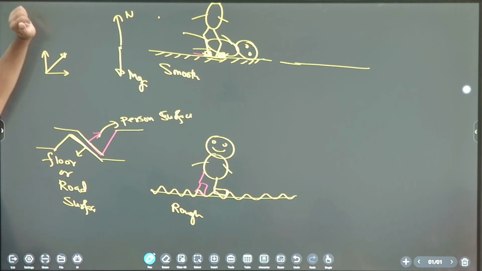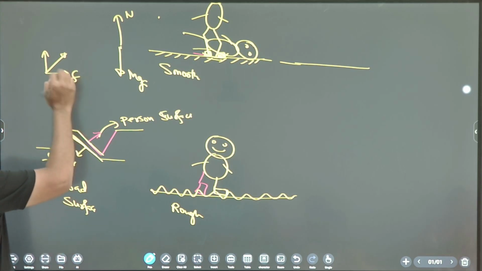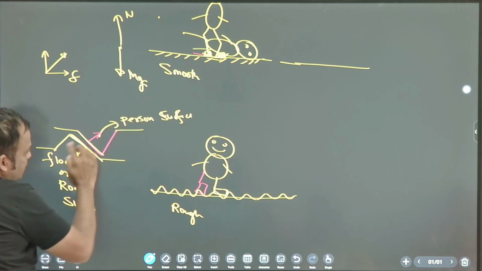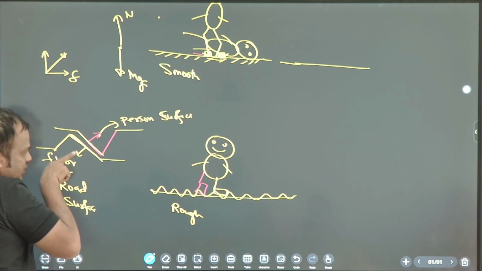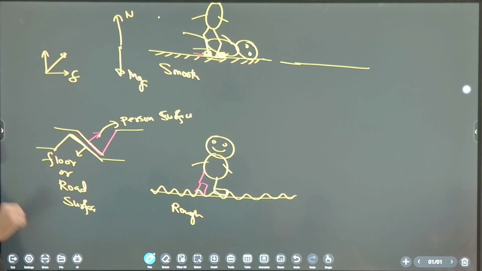Normal. Vertical is giving normal, and horizontal is giving friction. So this is the friction. Okay. So the person is pushing the floor this way, so the floor is pushing the person this way. The horizontal component is friction. Okay.